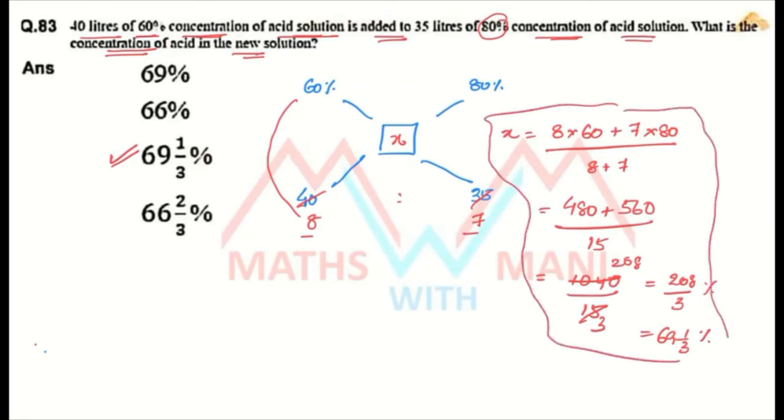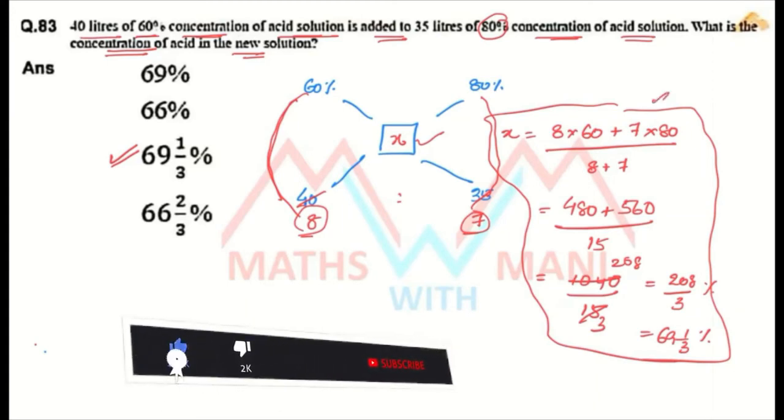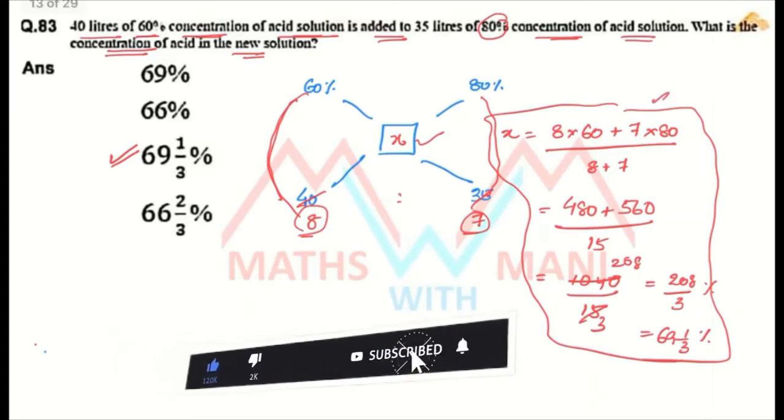You can directly solve: the value of x is equal to the multiplication of these two and the multiplication of these two, divided by the sum of these two values. Otherwise, how can you solve this? Same, you have to apply alligation only, but the solving of x is in a different way. How? I'll explain this clearly. Observe it.